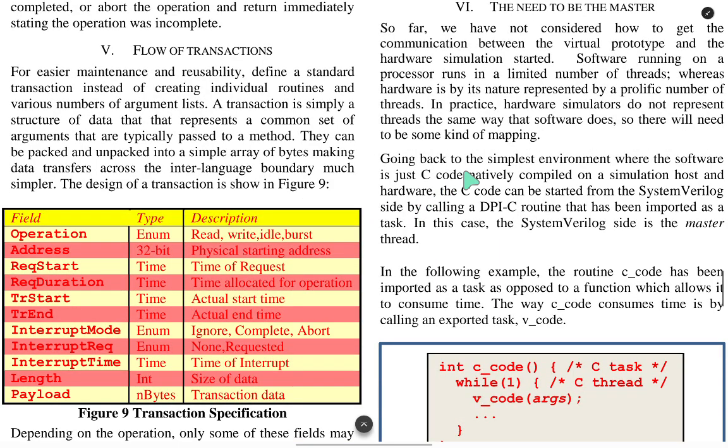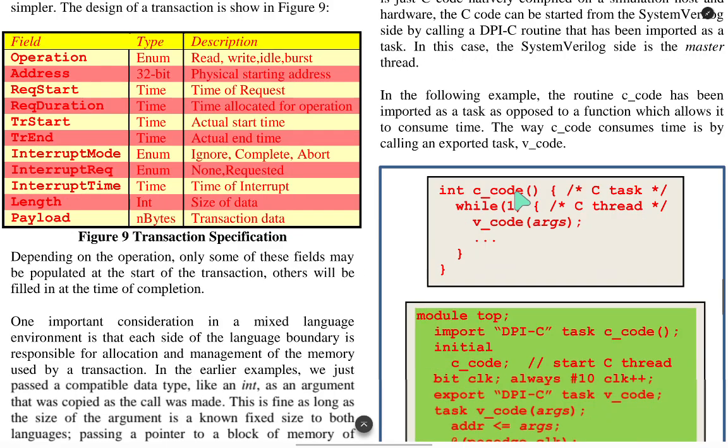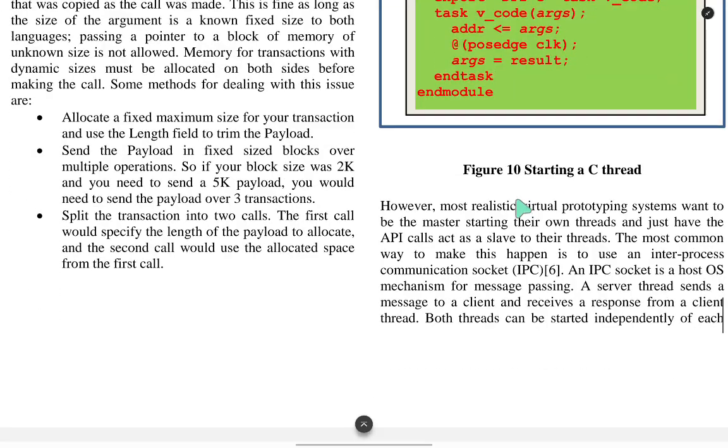Going back to the simplest environment, where the software is just C code natively compiled or simulation hosted, and hardware. The C code can be started from the SystemVerilog side by calling a DPI-C routine that has been imported as a task. In this case, the SystemVerilog side is the master thread. In the following example, the C routine has been imported as a task as opposed to a function, which allows it to consume time. The way the C code consumes time is by calling an exported SystemVerilog task. Figure 10 is starting a C thread.